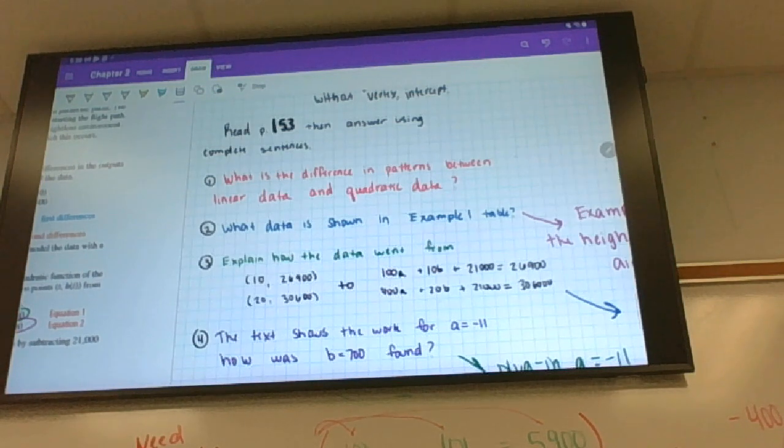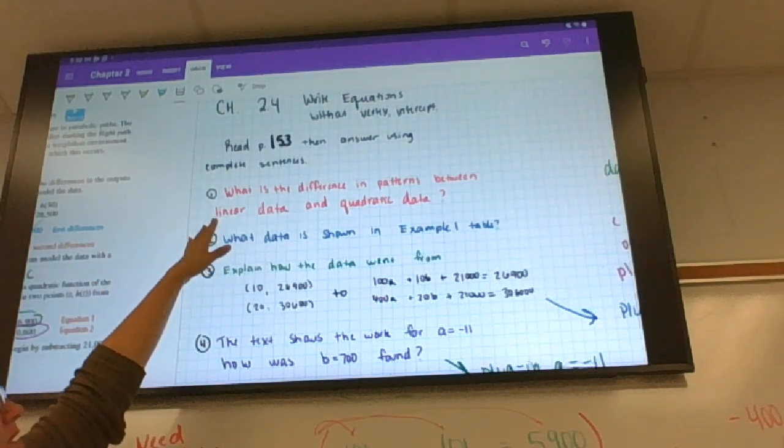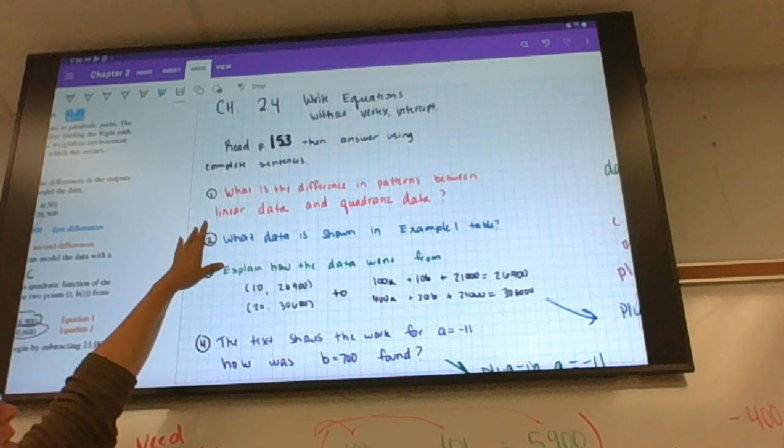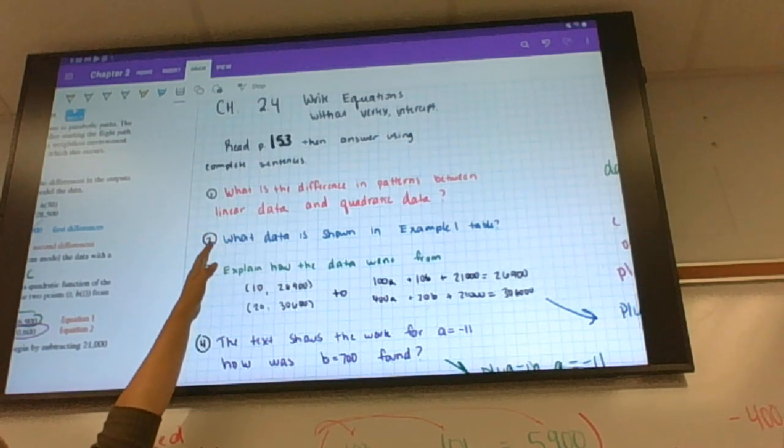As you read this Example 1, I'm going to totally pause and let the classroom be quiet to give you a chance to read it. I want you thinking about these questions. First off, what is the difference in patterns between linear and quadratic data? Number 2, what data is shown in Example 1? It's something about NASA. Just read it enough to know what we're talking about.